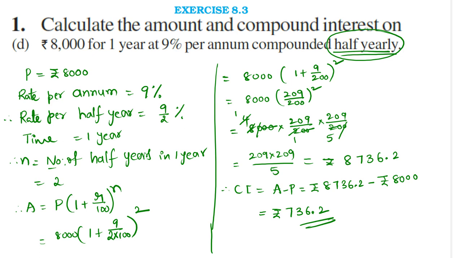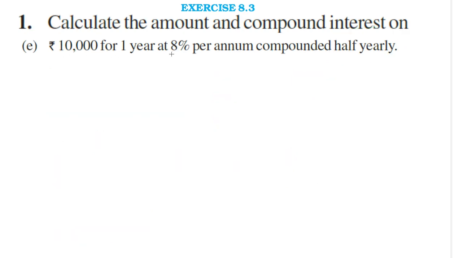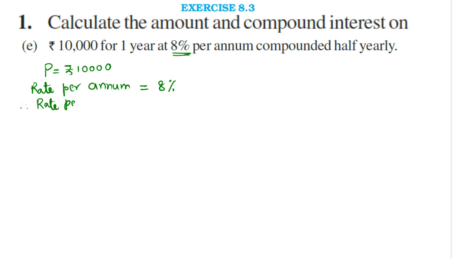Let us go to the next problem. Rupees 10,000 for 1 year at 8% per annum, compounded half yearly. This is same as previous one, but the amount is changed as 10,000. Let us write the values. Principal amount P equal to rupees 10,000. Then rate of interest per annum, annum means for 1 year, that is equal to 8%. So therefore, rate per half year will be equal to 8 by 2, which is equal to 4. So 4%, that is the rate, R equal to 4.